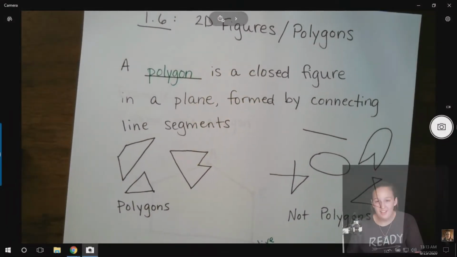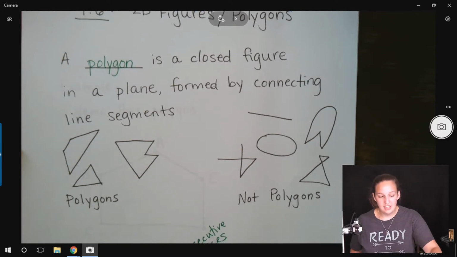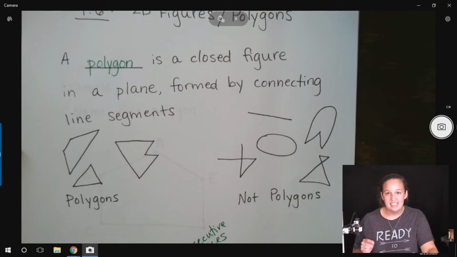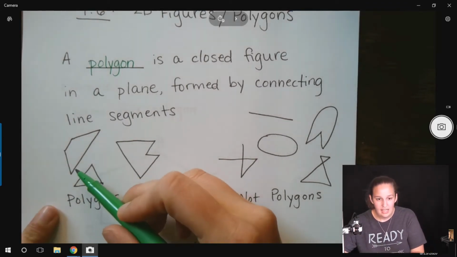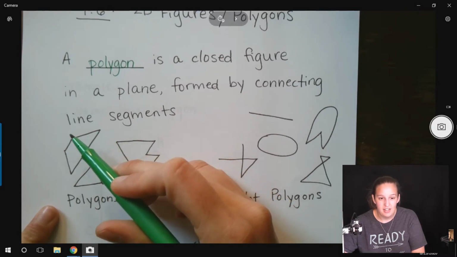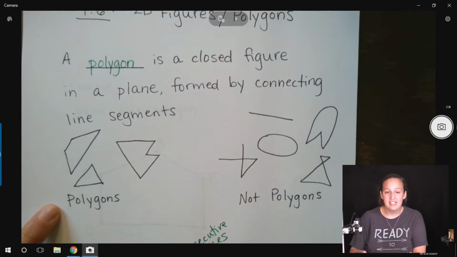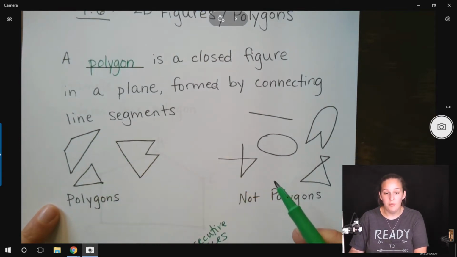So a polygon is actually just a closed figure in a plane that's formed by connecting line segments. All of these line segments are connected endpoint to endpoint, and they intersect exactly two other line segments. What that means is you have one line segment, at this endpoint it connects to another line segment, and at this endpoint it connects to another line segment, so that it is a closed figure. There's no openings.